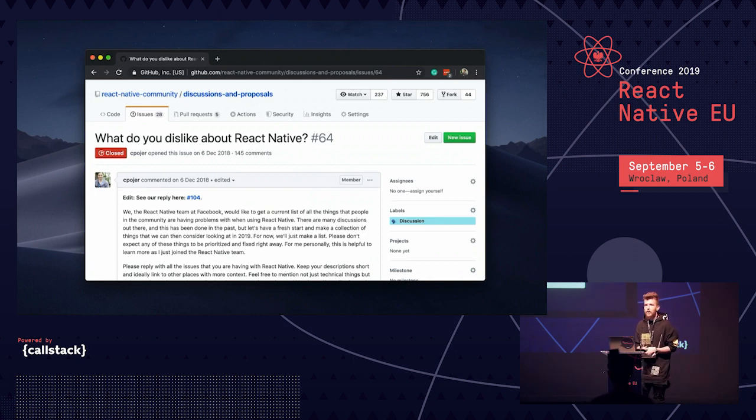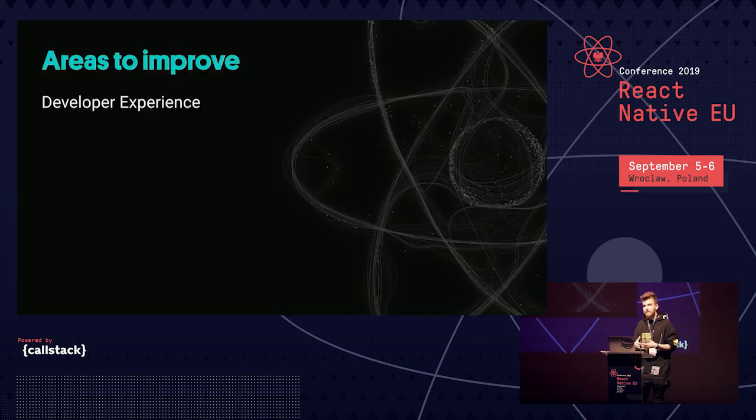To do so, we used the React Native community, a GitHub organization we have set up to increase the transparency and move the discussions about React Native and its future into public space, rather than happening on Twitter and closed circles on Discord. There were a lot of comments and meaningful feedback that we have grouped into several categories. The first one is the developer experience, everything related to working and building React Native apps.